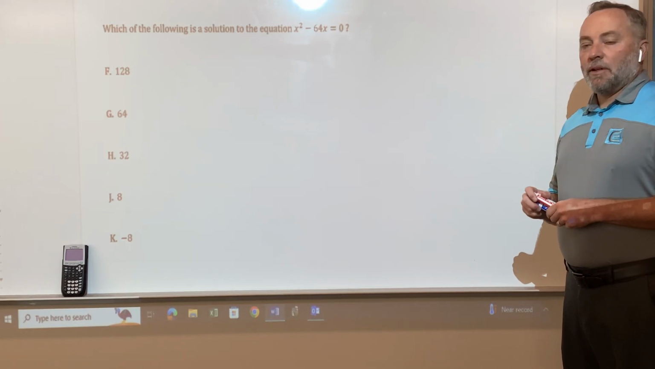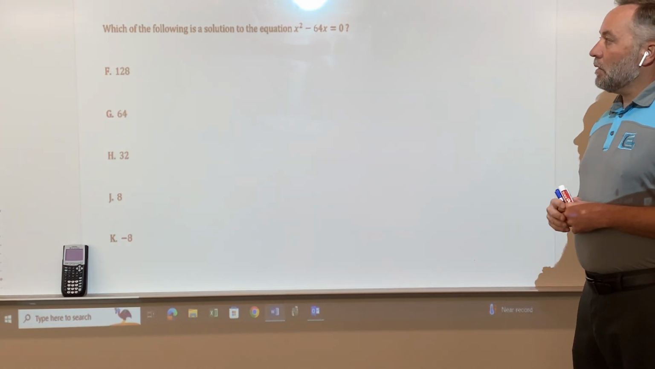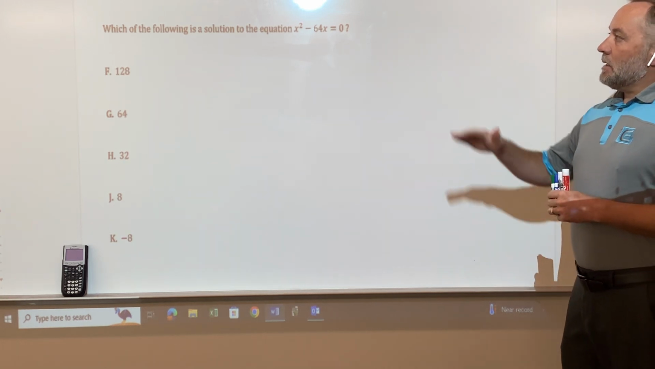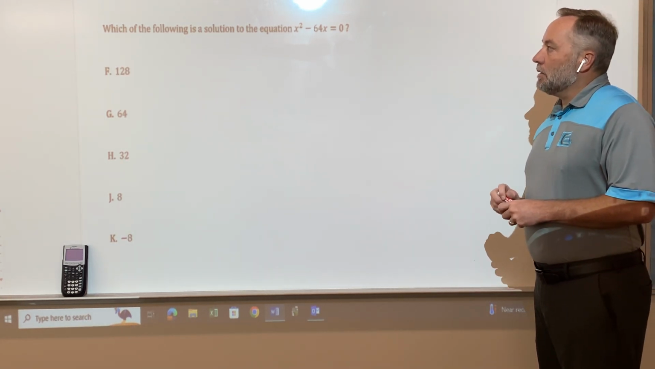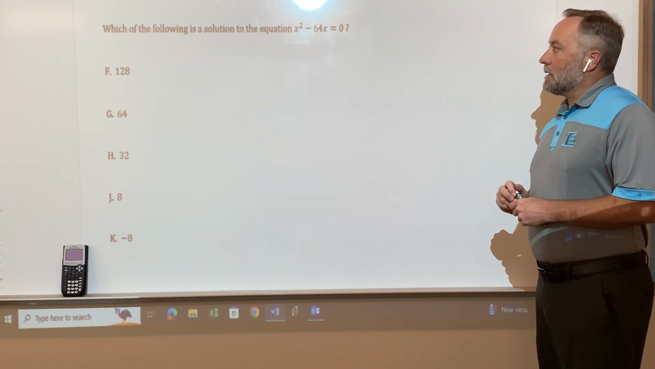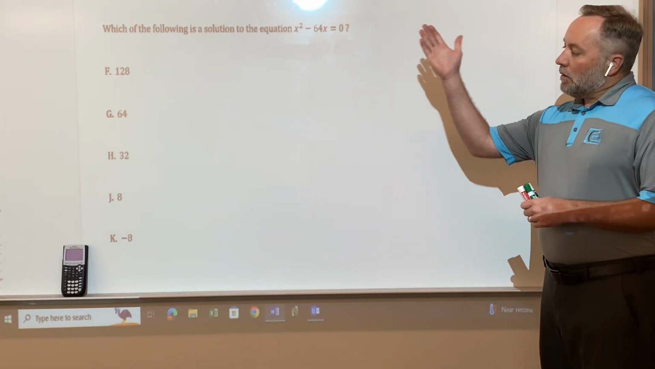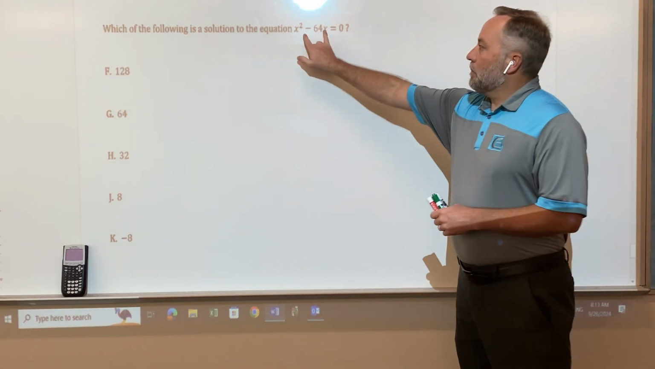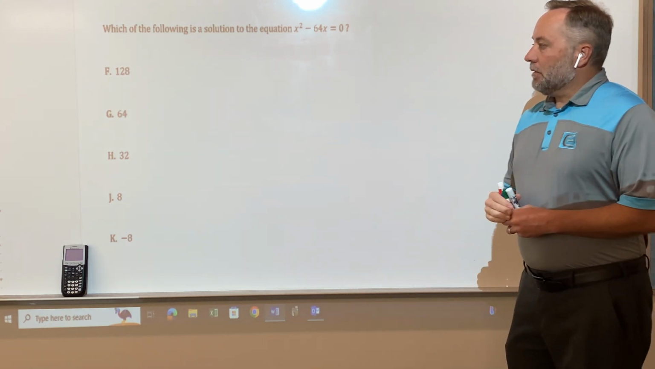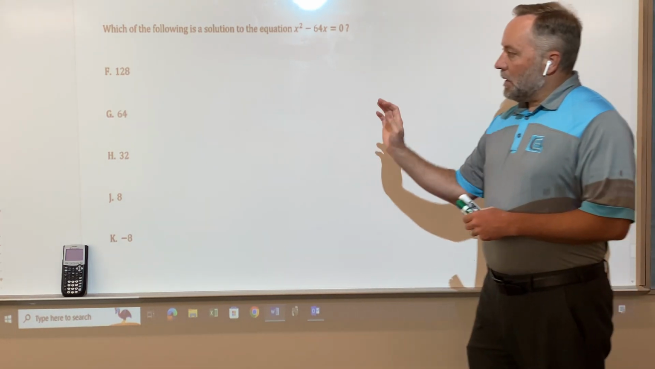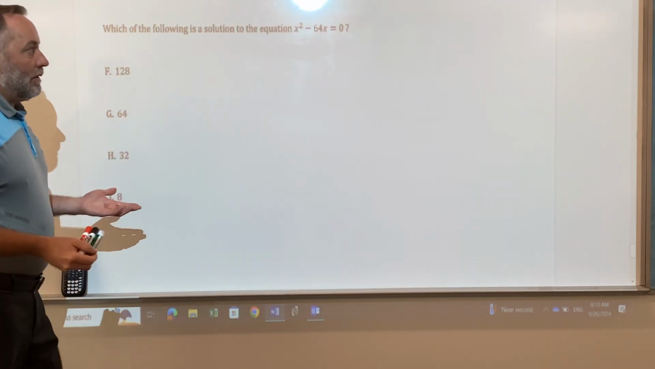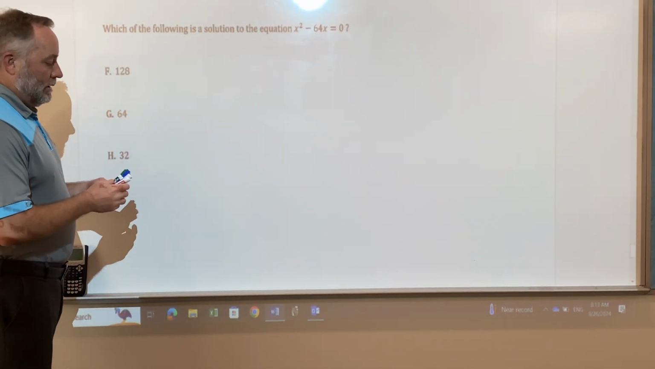This question is pretty straightforward, especially if we remember that we can factor to help us solve. So it says, which of the following is a solution to the equation x squared minus 64x is equal to 0? So what values for x could you plug in to make the left side of the equation equal 0? We could just plug in those values. That's one ACT strategy, and that can be an effective way to solve something like this.